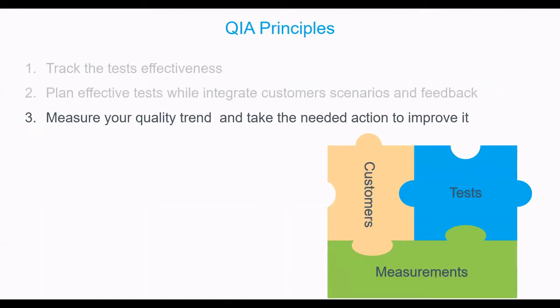So the third QIA principle will be: measure your quality trend and take the needed action in order to improve it all the time.